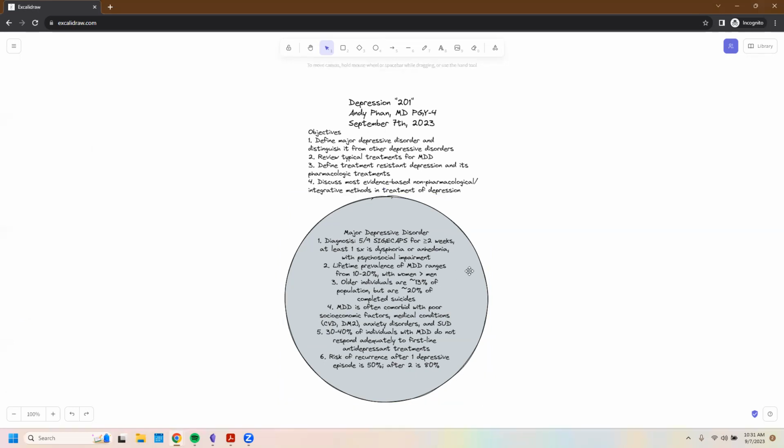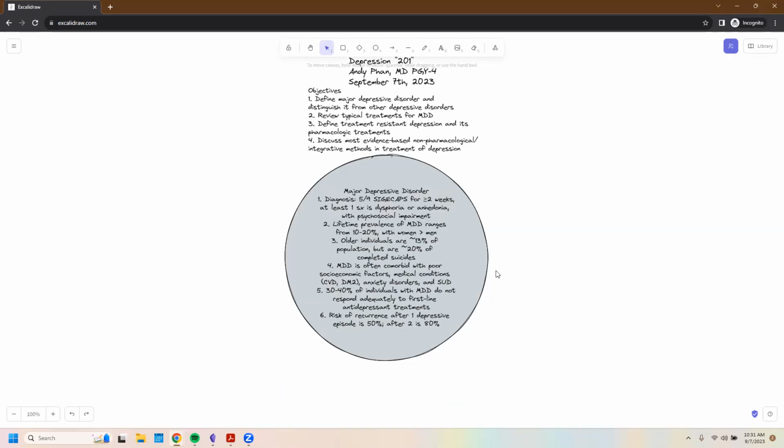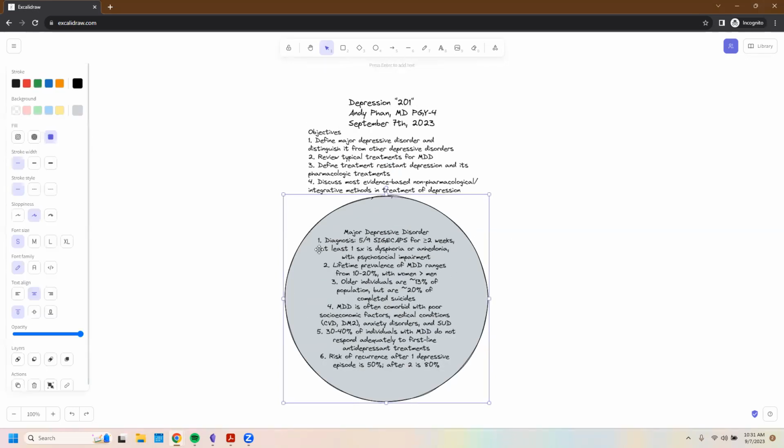So, major depressive disorder, reviewing the diagnosis here. And why does this matter? There's a lot of good epidemiological data out there. Like the lifetime prevalence of major depressive disorder ranges from 10 to 20%, with women being more affected than men.